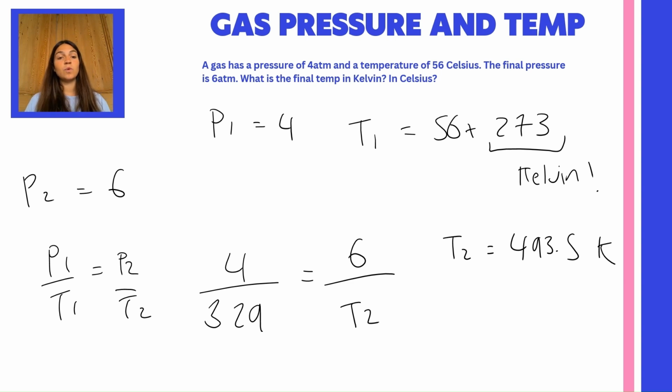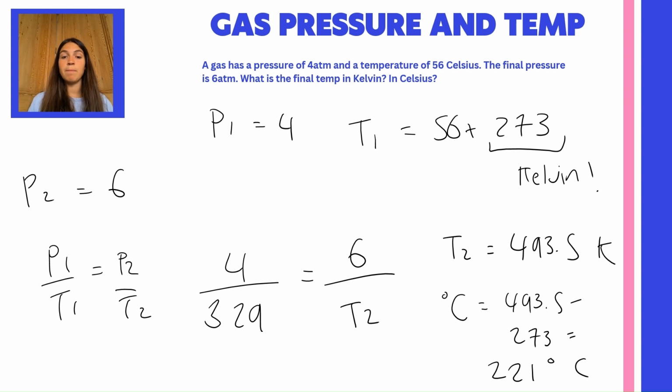Now it's asked me to also state the final temperature in degrees Celsius. So now I've got it in Kelvin, I can convert that temperature into Celsius by minusing 273, and that gives me 221 degrees Celsius. Okay, so you can convert back into Celsius, but I could not have plugged that 56 in as T1 and got out my T2 to be 221. It would not have worked.